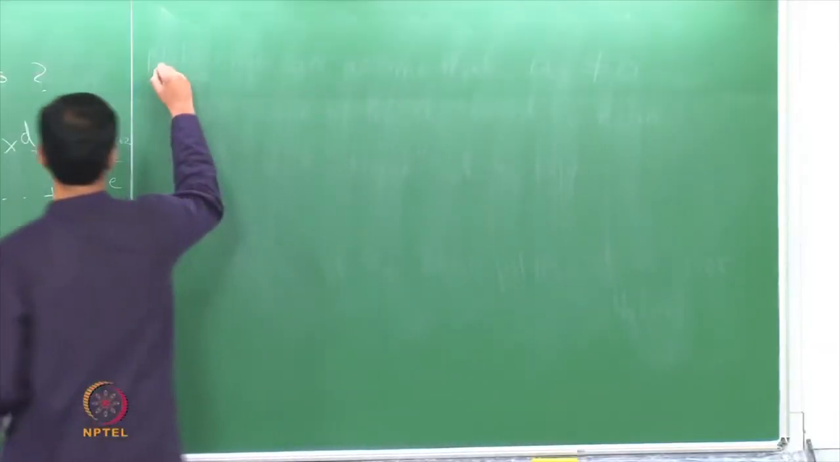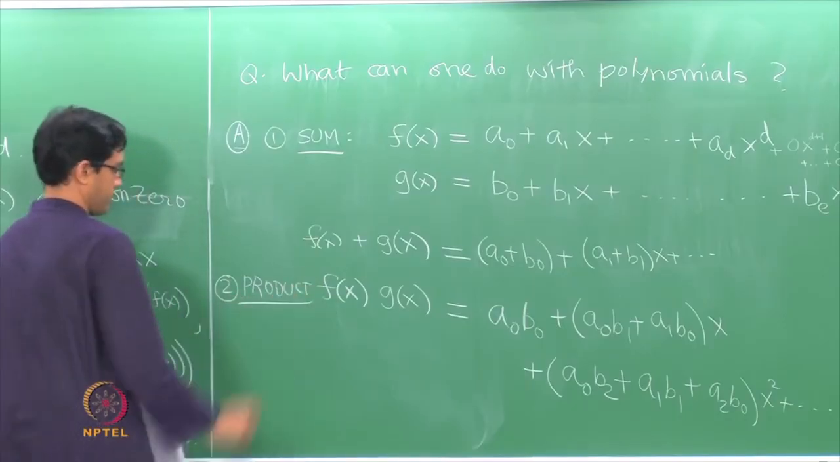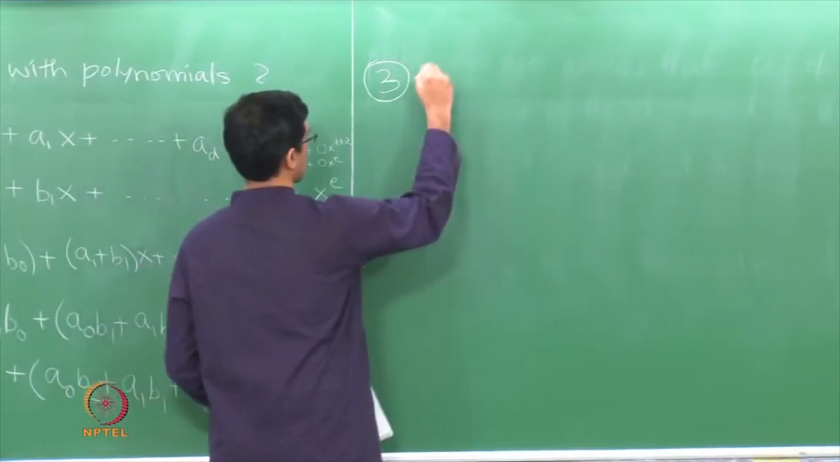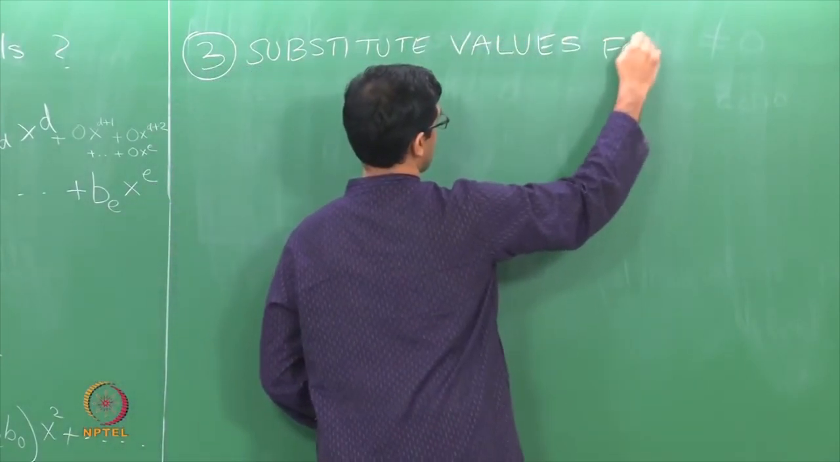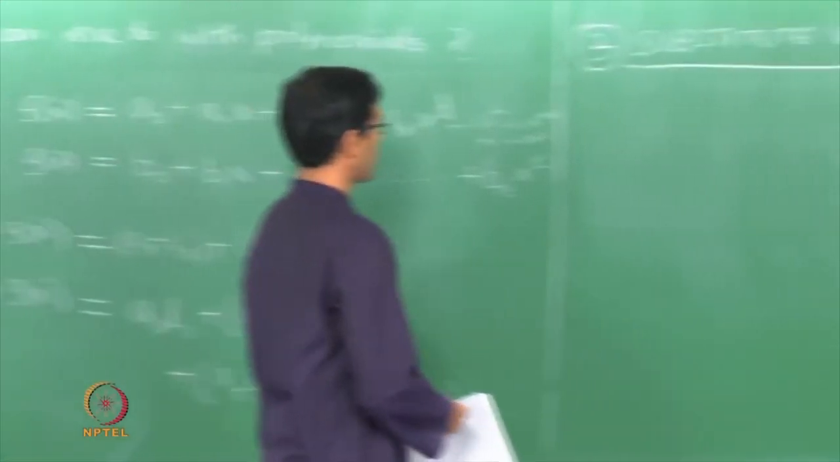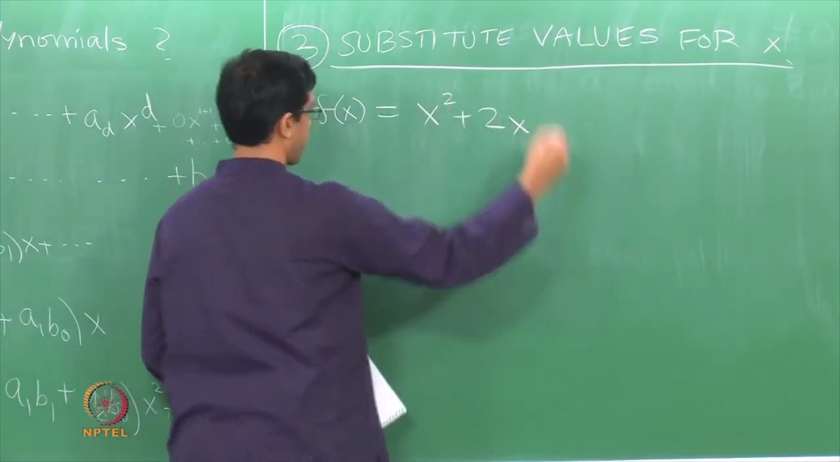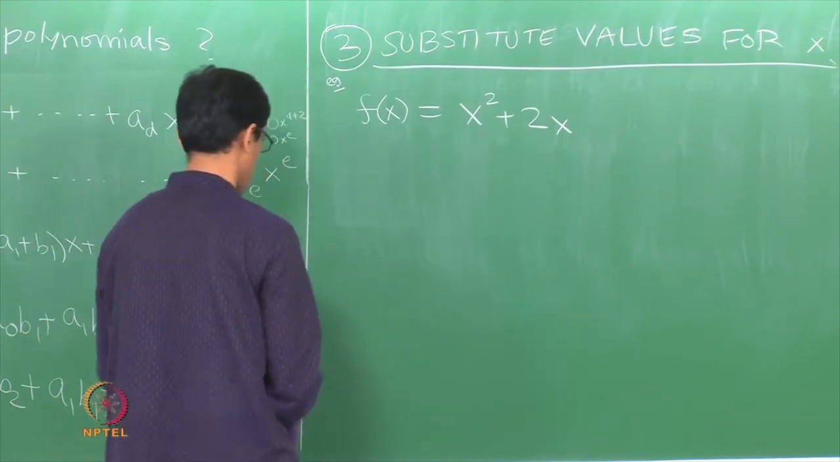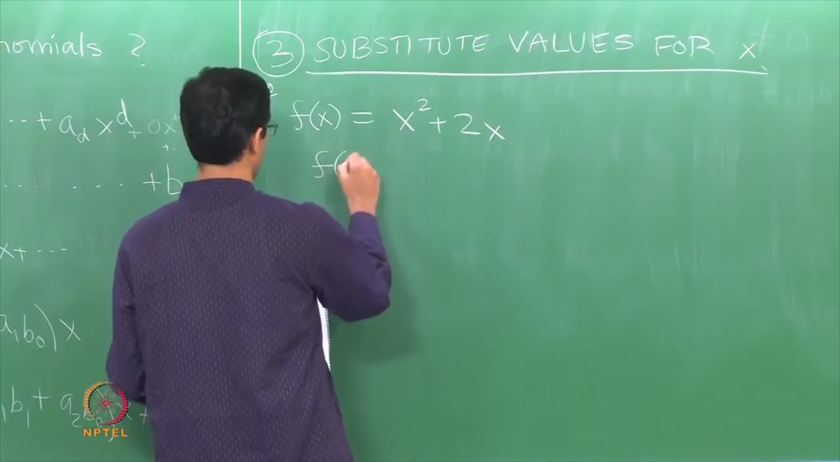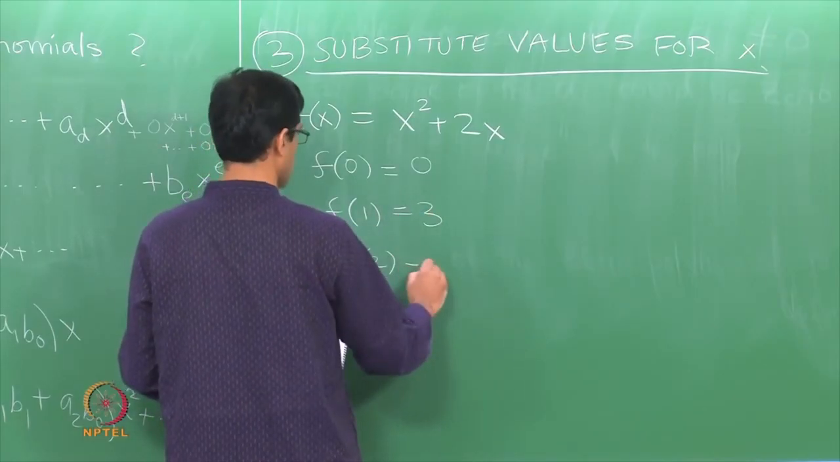One other operation is you can substitute. The third thing you can do with a polynomial is to substitute values for x. So you treat it like a function. If I have a polynomial f of x, say x squared plus 2x, then I plug in various values for x. Imagine I'm plugging in various real numbers, and I can see what happens. If I plug in x equal to 0, this gives me 0. If I plug in x equals 1, it gives me 3. x equals 2 gives me 8, and so on.